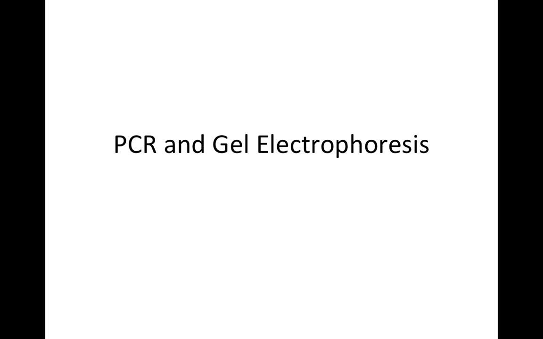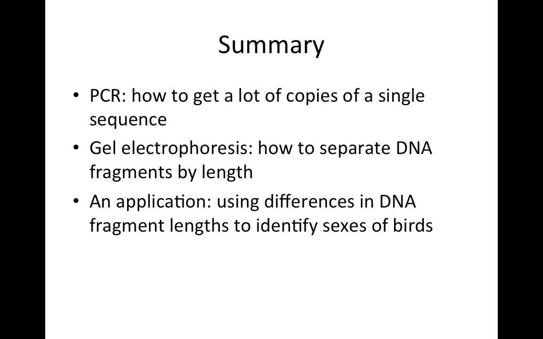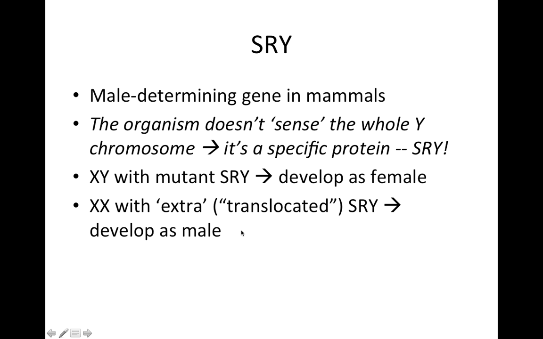So in this video, I'd like to talk about PCR and gel electrophoresis. So here's what we're going to talk about. PCR is how to get a whole bunch of copies of a single DNA sequence that you want to study. And gel electrophoresis is how to separate DNA fragments by length. And then we'll talk about one application, which is using differences in DNA fragment lengths to identify sexes in birds.